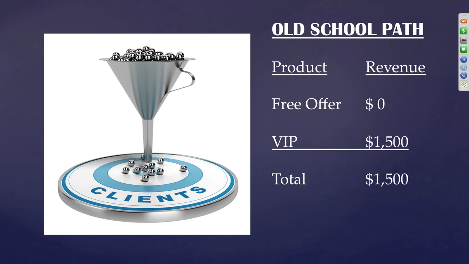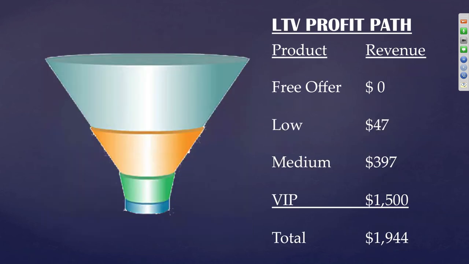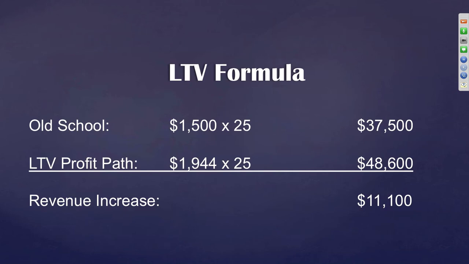That would be the lifetime value of that client with this scenario. Now let me show you with the funnel setup I just went through with you how this could work. And this is very conservative, guys, extremely conservative. So again, free offer generates nothing. Your low priced program sells for, let's say, $47. After that, they move into a medium priced program with you at $397. Again, these numbers are conservative. And then they sign up for your VIP program at $1,500. Now the total lifetime value of that client is $1,944, not $1,500.